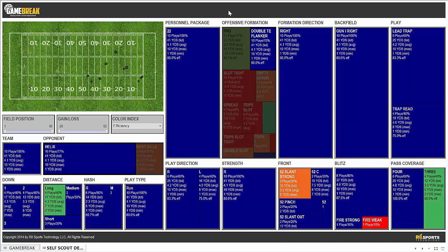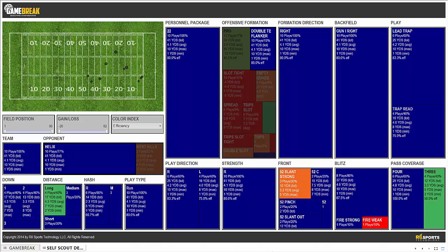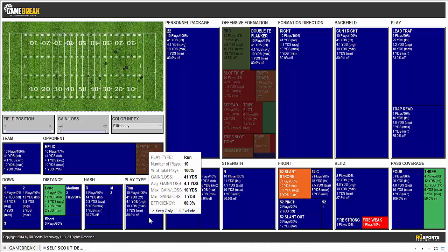When they ran this play, they were running from a 22 personnel package. As a defensive coordinator, I basically got abused by this team when they gave me that look. Pretty much everything they did was successful. They ran the ball 10 times, and they were 80% efficient when they did. I can see that down here in my play type.